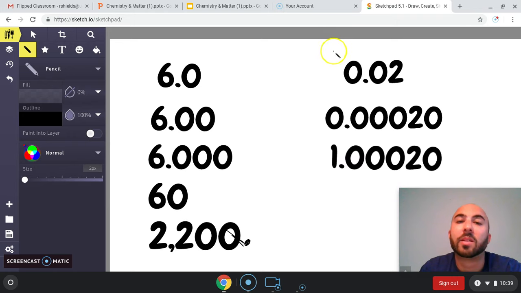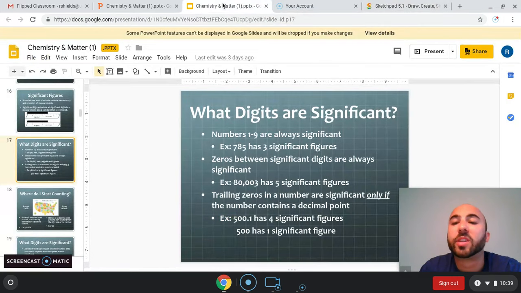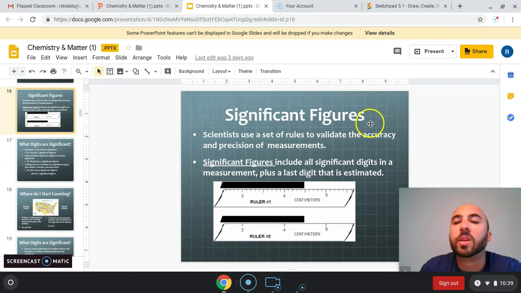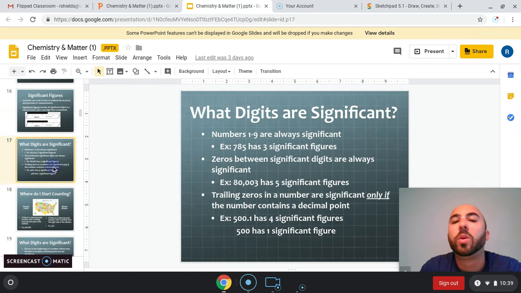Now, we're going to practice this a lot in class. But this is your first introduction to significant figures. I also have another way of identifying significant figures that we'll talk about tomorrow on our video. But think about the importance of significant figures. Think about why we use them in order to validate accuracy and precision in our measurements, and how we apply them. We apply them by saying, okay, any number 1 through 9 is going to be significant. Zeros in between our 1 through 9 digits are always significant. Zeros out in front are never. And trailing zeros are significant only if there's a decimal point present.